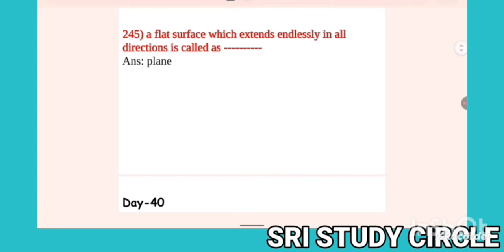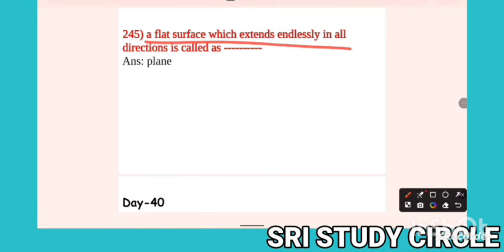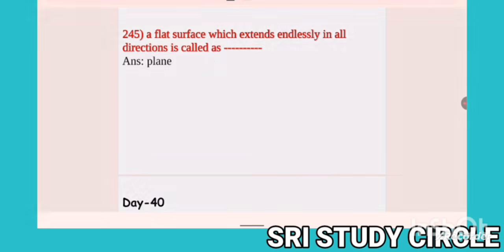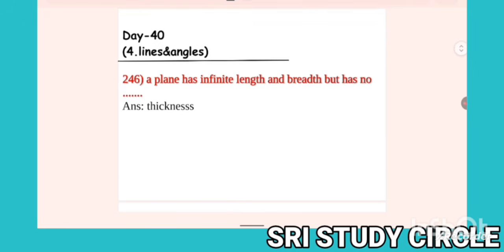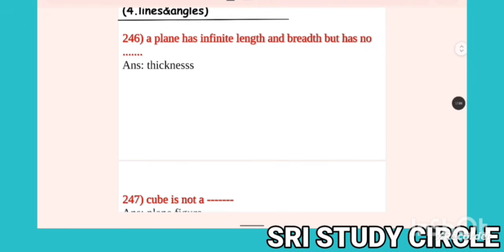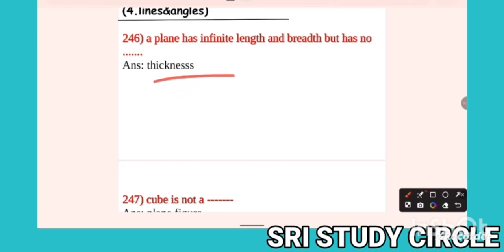Okay. Next one. A flat surface that extends endlessly in all directions is called what? Plane. A flat surface that extends endlessly in all directions is known as a plane. A plane has infinite length and breadth but has no thickness. It has no thickness.